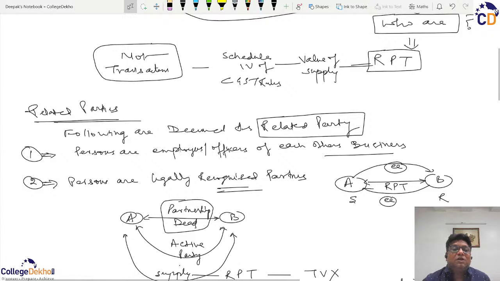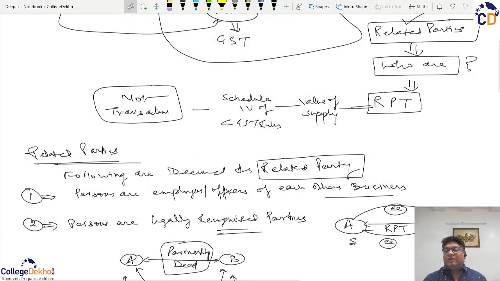And lastly, as per the act, both are inter employees, that is supplier is working in the company of the recipient and recipient is working in the company of the supplier, then both of them will be deemed as related parties and the transaction will be related party transaction. In all these cases, the transaction value will not be the value of supply. Instead, the value of supply will be calculated as per schedule 4 of the CGST rules. So on this note, we close this session on related party transaction.